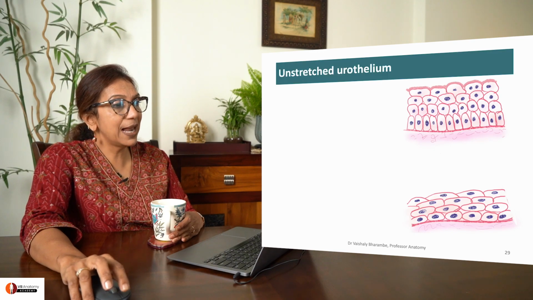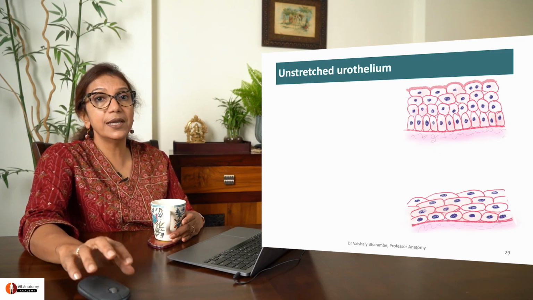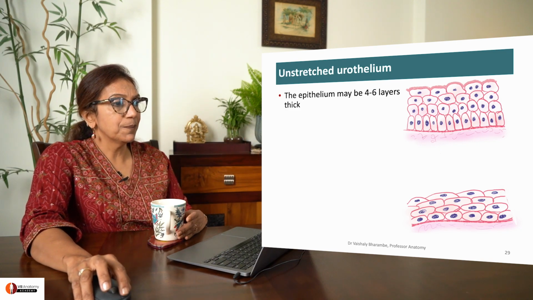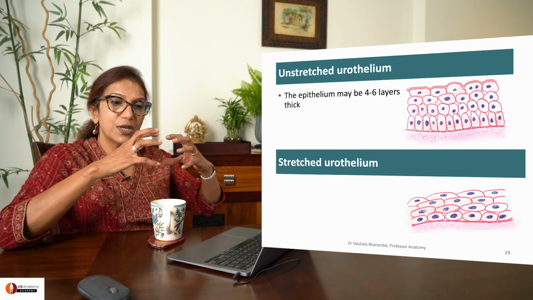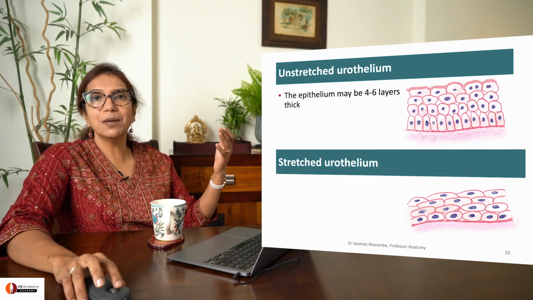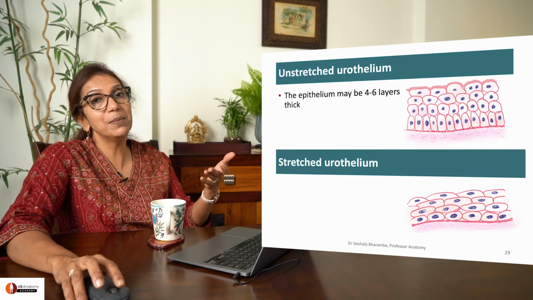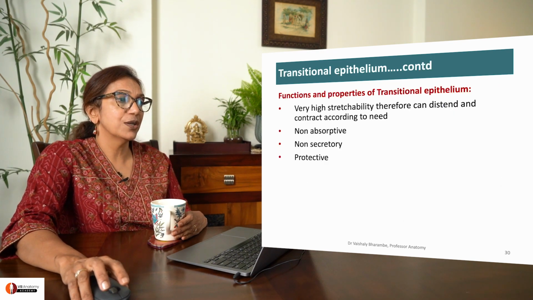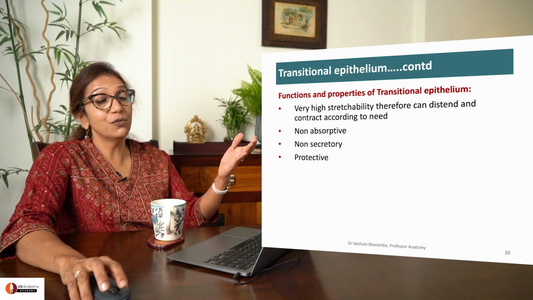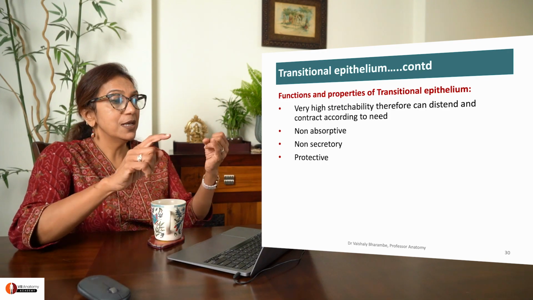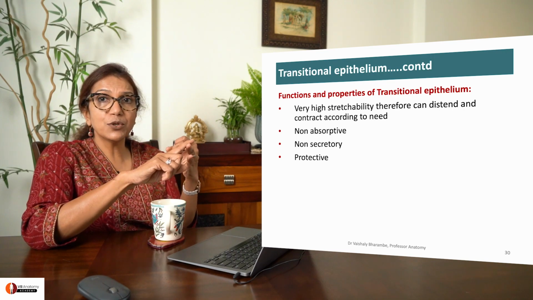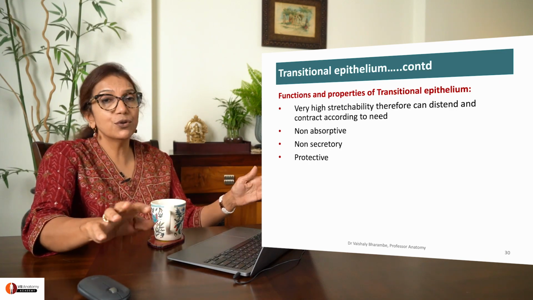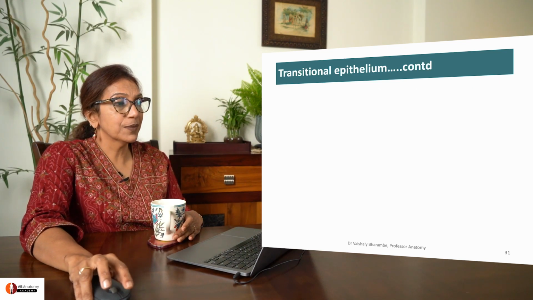Here you are seeing the relaxed, unstretched urothelium or transitional epithelium. It's about 4 to 6 layers thick. But when it is stretched, it stretches in such a way that it almost appears like it has fewer layers, maybe 3 layers. Okay? It has immense ability to stretch. So what are the properties or functions of transitional epithelium? Stretchability, non-absorptive, non-secretory, and protective. These are the functions of transitional epithelium.